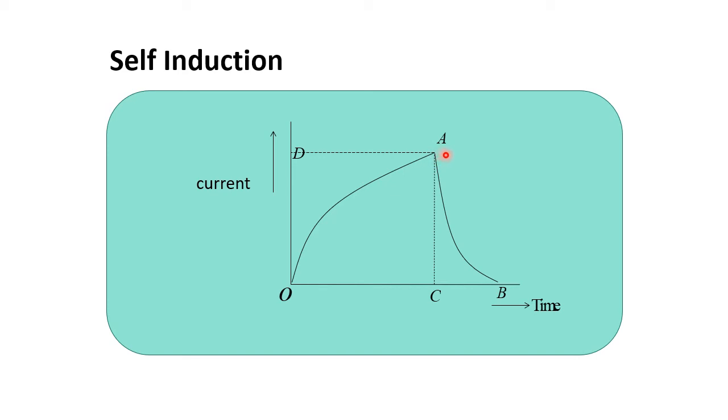Then afterwards it will be a straight line. But if you switch off, immediately current will not be zero. Some amount of energy will be stored inside the solenoid in the form of a magnetic field. So that energy will come out as current. So slowly current decreases and becomes zero.